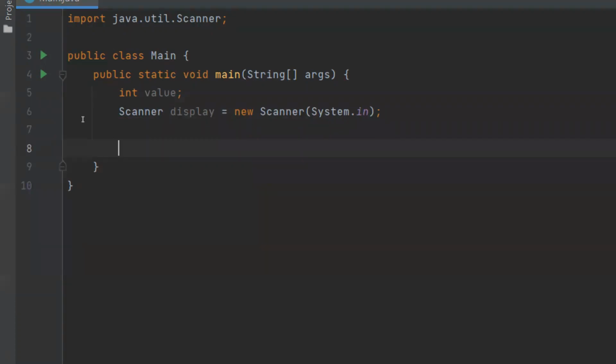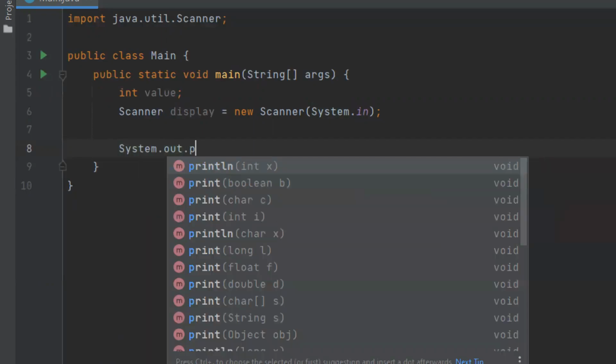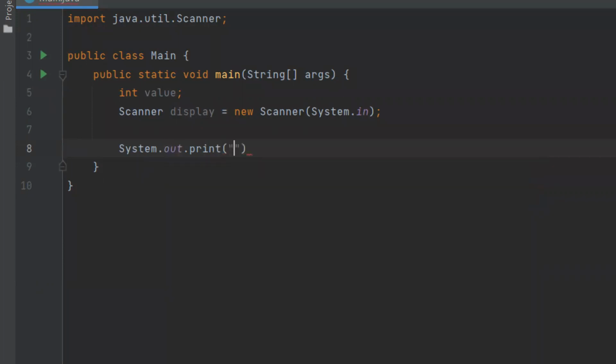Now, I must ask the user for the information that he or she is going to enter into my application. And remember what I said the other time, that asking for information is in 2 steps. Step 1, I must ask. So here I'll use System.out.print to display on my screen, please enter number. And the user would gladly enter a particular number for us.